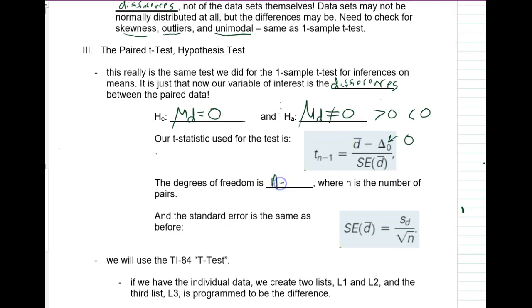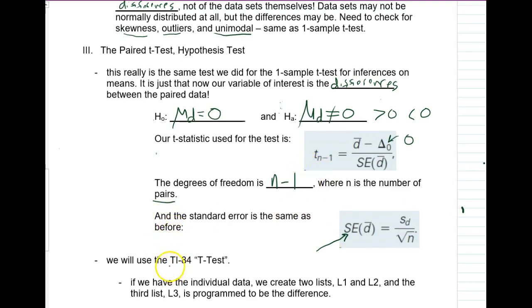The degrees of freedom is going to be n-1, where n is the number of pairs, right? Which makes sense because we're really looking at the differences in the pairs. So however many rows there are, how many paired data sets we have, n-1 of that number is going to be the degrees of freedom. The standard error that we calculate is the same as we did for the means testing. We take our standard deviation of the d, of the differences, and we divide it by the square root of the number of pairs. And then once we do that, we can come up with our p-value.